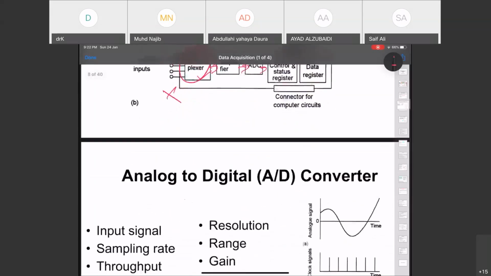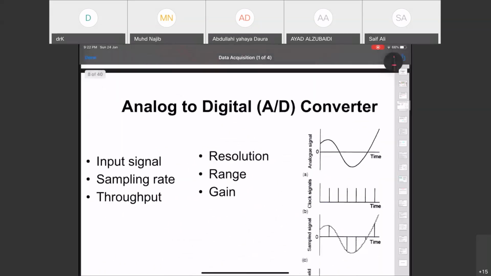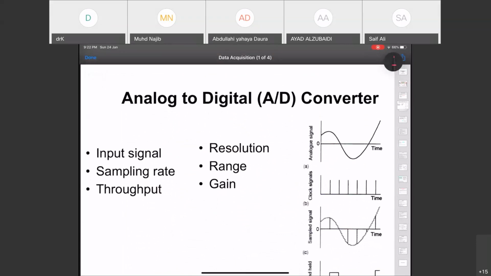Excuse me, doctor. Yes, please. Thank you. Should we sketch this circuit or just understand it?